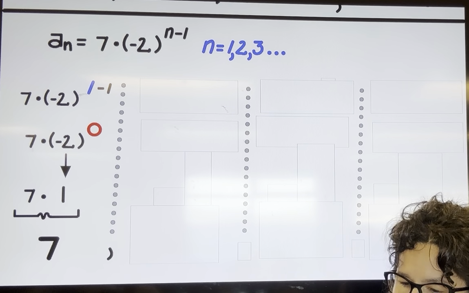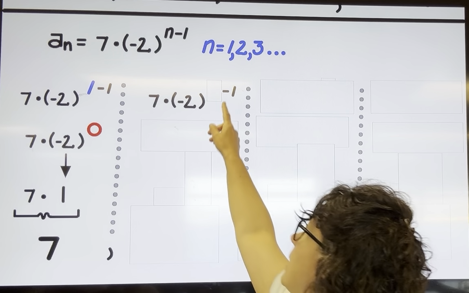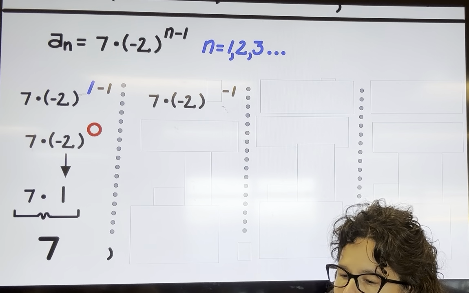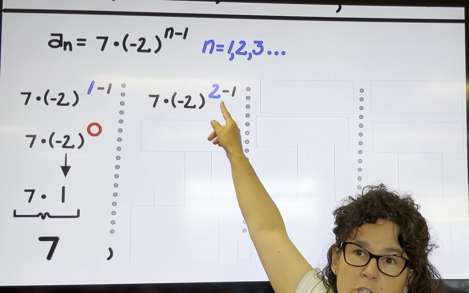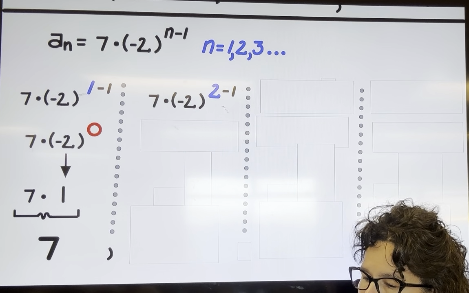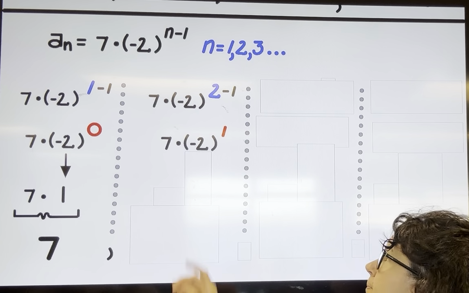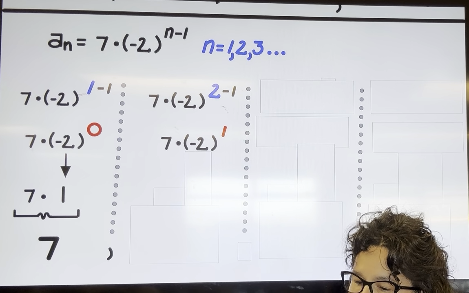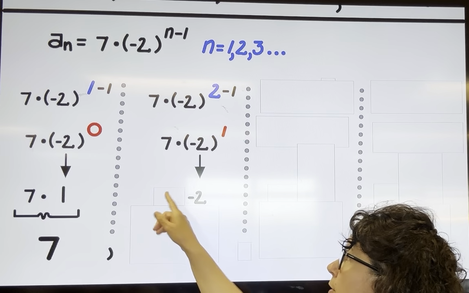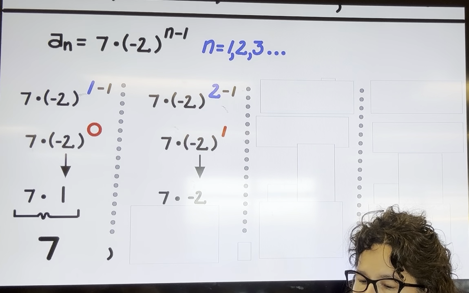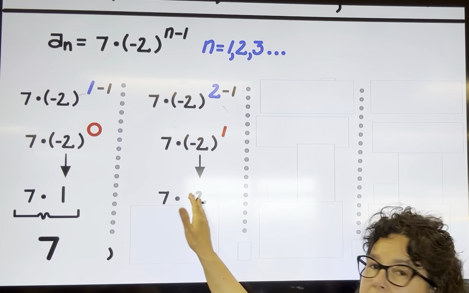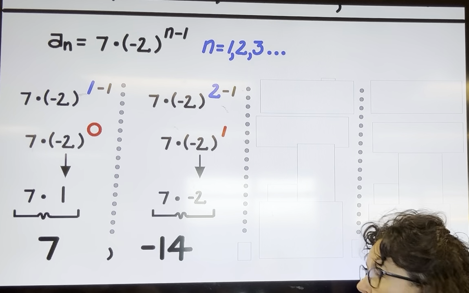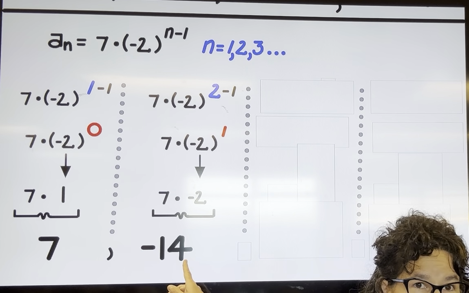Okay, then next term, this time let's replace the n with 2. Find the answer to the exponent. 2 minus 1 is 1. Anything to the first power is itself. So negative 2 to the first is negative 2. We've also got the times 7. And then 7 times negative 2, a positive times a negative is negative. So we have negative 14.